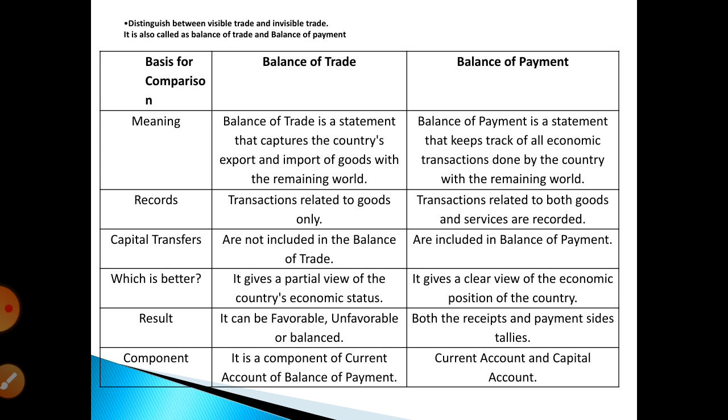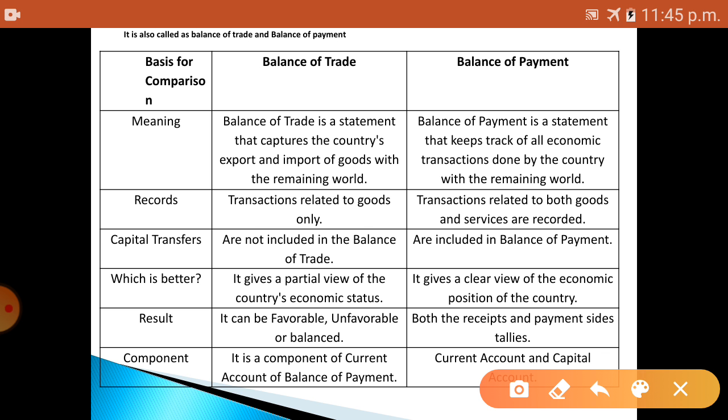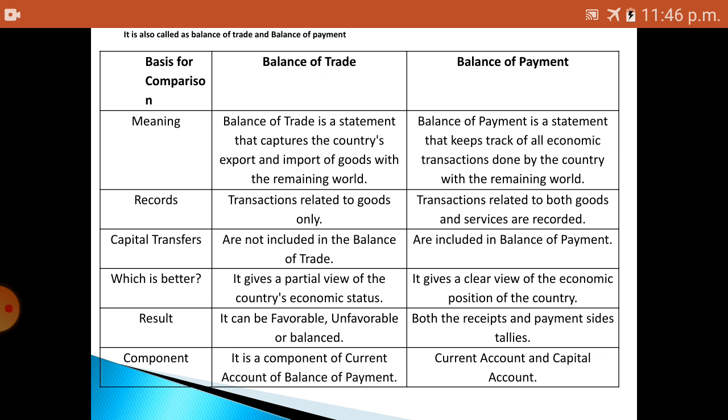Okay, distinction between visible trade and invisible trade. Visible trade and invisible trade we also call balance of trade and balance of payment. For visible we call balance of trade, for invisible we call balance of payment, that is BOP. Okay, we will solve first the basis of comparison. The meaning of balance of trade: it is a statement that records the export and import of goods done within the country only, that is called balance of trade.